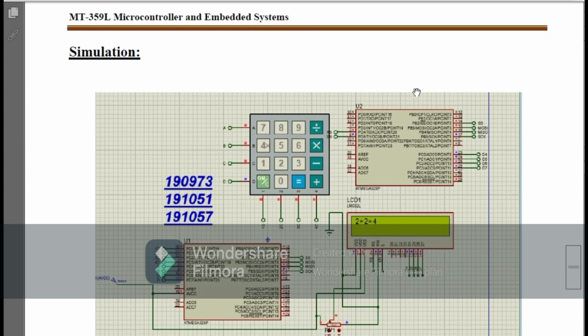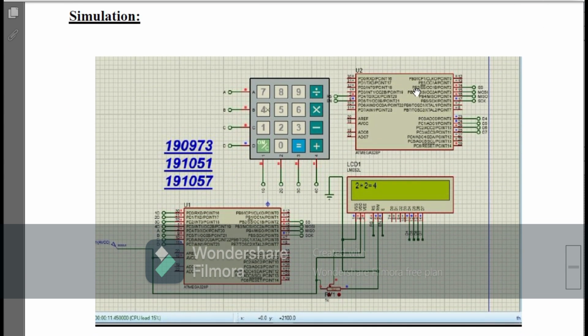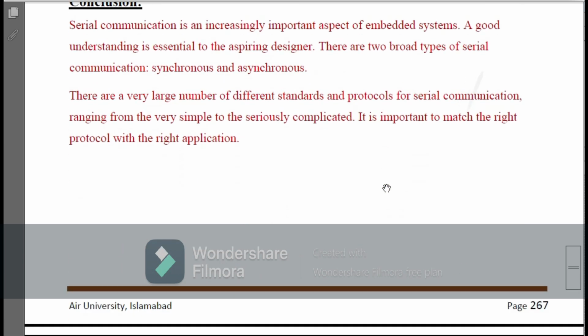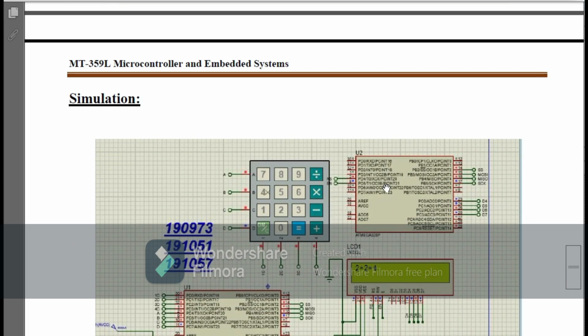And now here I have written the Proteus simulation of this task, in which you see that the below Arduino Uno, which is connected to the source, is the master, and the other U2 Arduino is the slave. So first the master will act and then the slave will act, and from this keyboard we will take the first input, then the operator, and then the second input, and then our operation will be performed and shown on the LCD. So basically this is our task of lab 9 of USART and serial communication. Thank you.